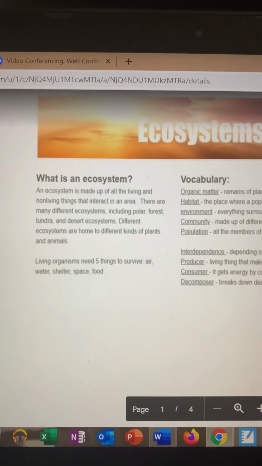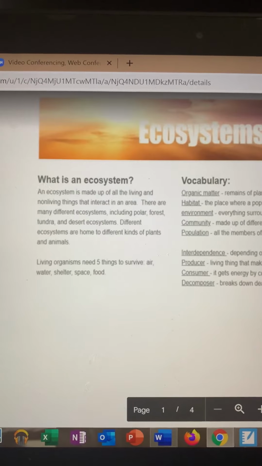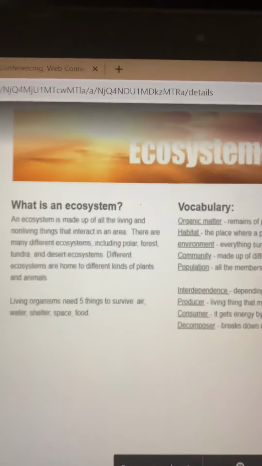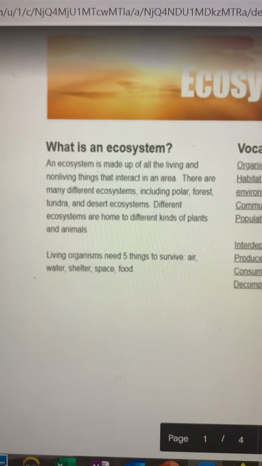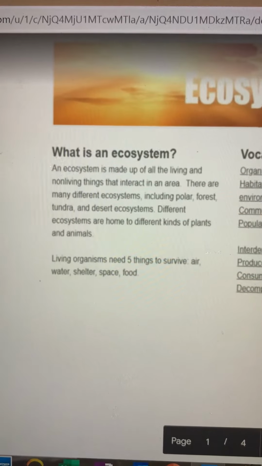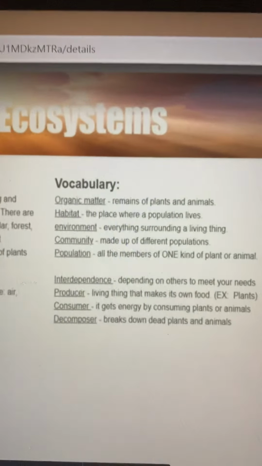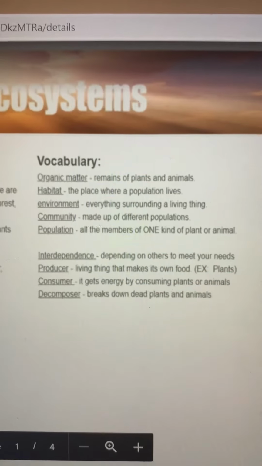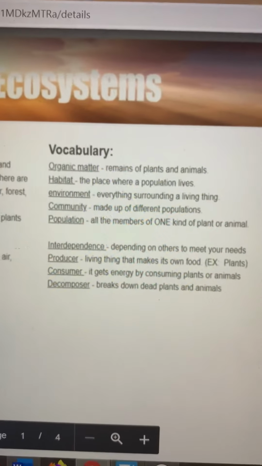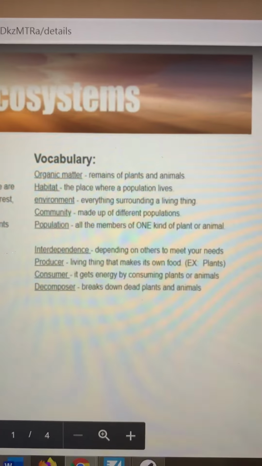Living organisms need 5 things to survive. So that's us. We fall into this category of a living organism. We need air, water, shelter, space, and food. Okay, so here's some of the vocabulary we want you guys to take a look at. There's organic matter, which are remains of plants and animals. Remains meaning like the leftovers after they've died.